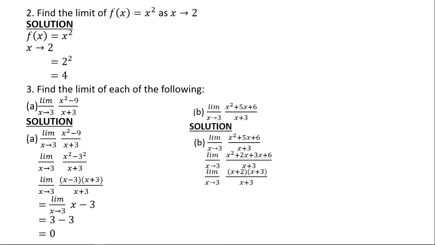x plus 3 is a common factor. x plus 3 into x plus 3 gives us a 1. So we remain with x plus 2. The limit of x plus 2 as x approaches 3: where there's that x we substitute a 3. So 3 plus 2 gives us a 5.